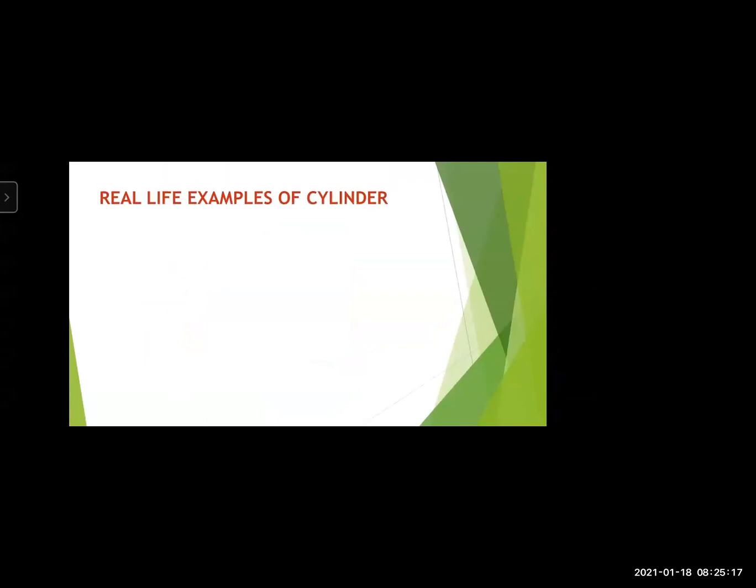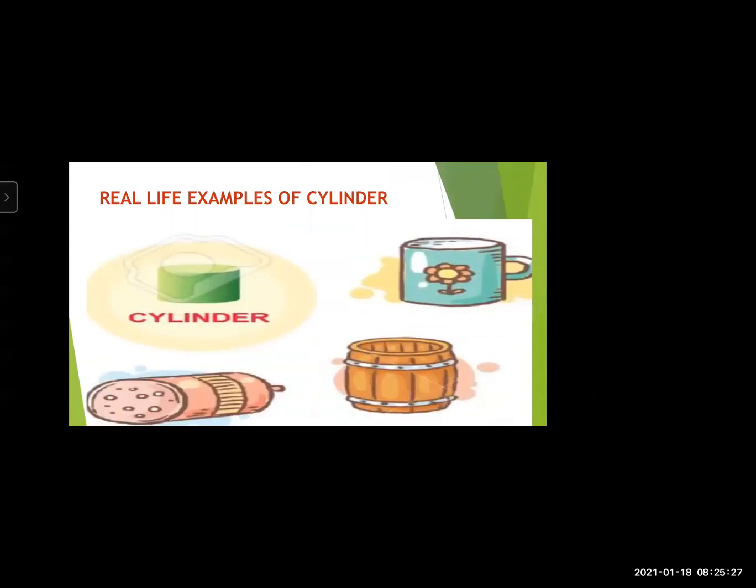Now, which objects look like cylinder? Where have you seen the objects that look like cylinder? See here. Of course, what we use in the kitchen, that is a cylinder, cup, and the tin box. Wherever the objects which are closed, they have 2 circular faces, and we get 1 curved face, and also we get 2 circular edges. So these are the examples of cylinder.